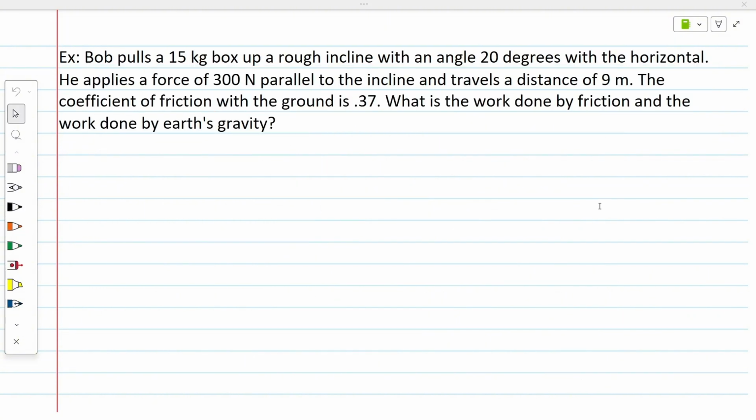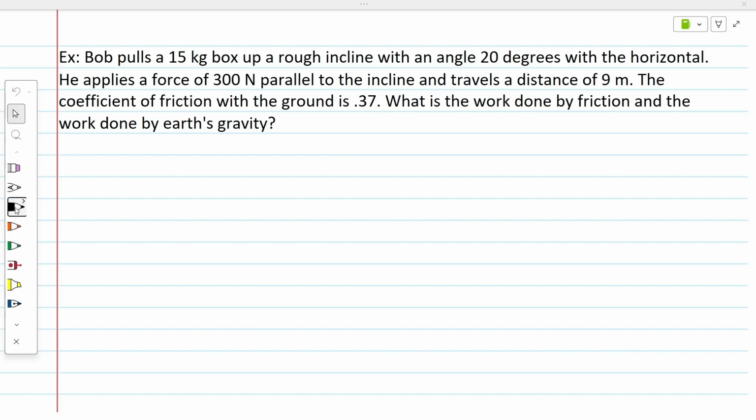Alright, let's do one last example here. So we have Bob pulls a 15 kilogram box up a rough incline with an angle of 20 degrees from the horizontal. He applies a force of 300 newtons parallel to the incline and travels 9 meters. The coefficient of friction is 0.37. We want to find what is the work done by friction and what is the work done by gravity.